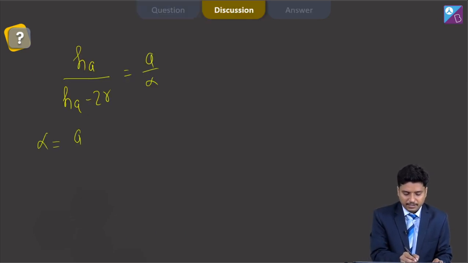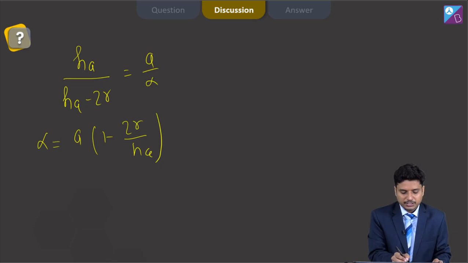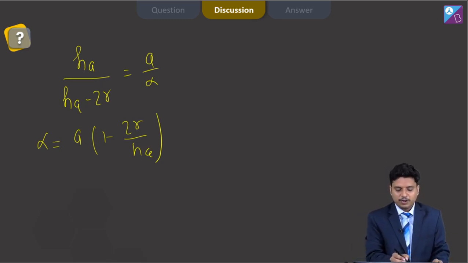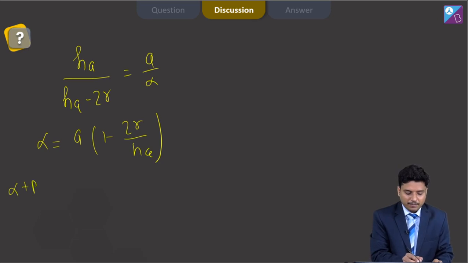So alpha can be considered as A into HA minus 2R upon HA, which is 1 minus 2R divided by HA. This is your alpha. For beta it will be B into 1 minus 2R upon HB. For gamma it will be 1 minus 2R upon HC. So alpha plus beta plus gamma, what will be the expression?